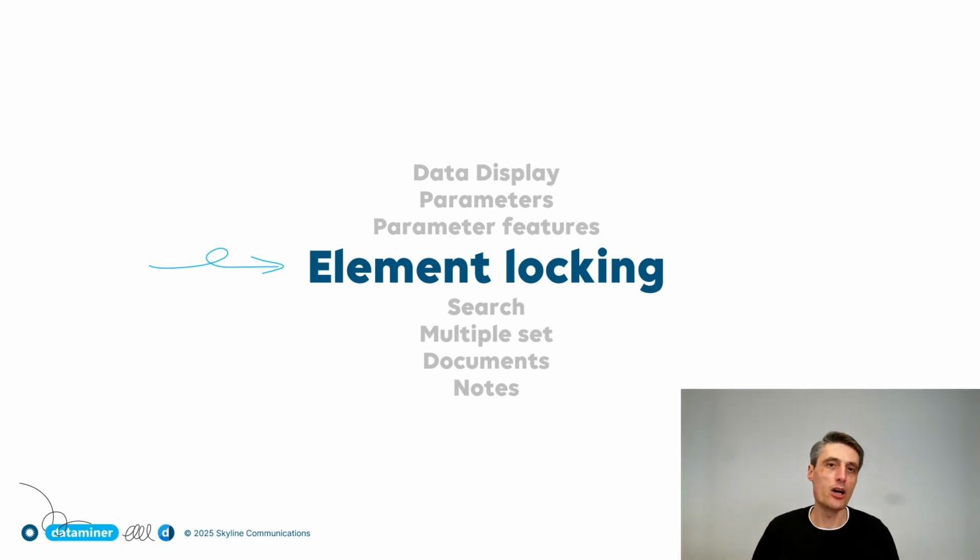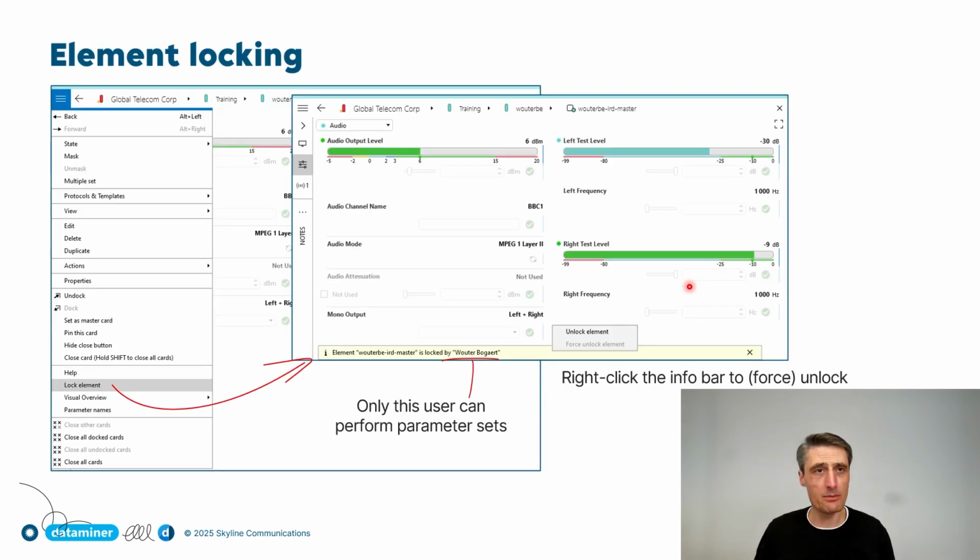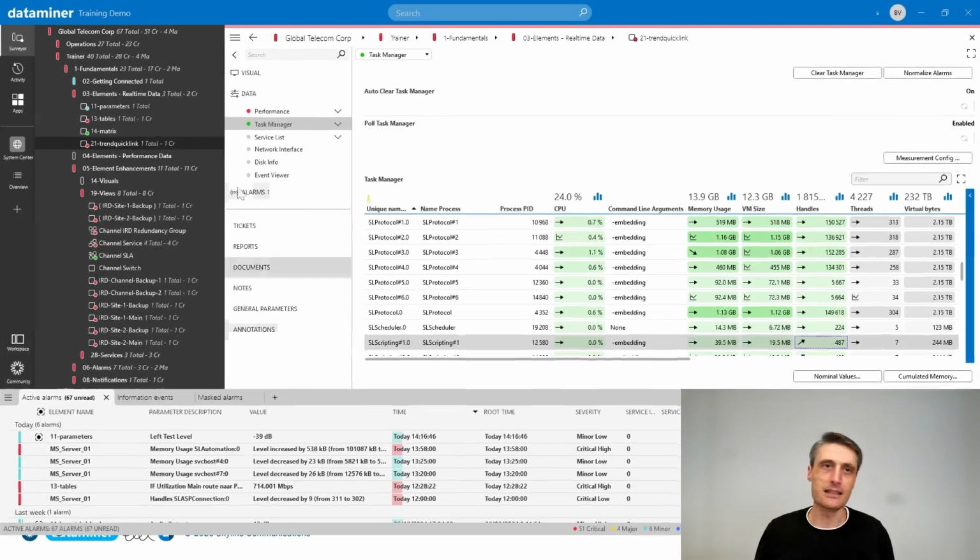Let's take a look at a couple of general features in the element card. The first one is element locking. Element locking is a very simple feature because we are working in a multi-user environment. We were doing some changes on our audio output, so we were changing settings on our IRD or any device you have there. But since we are in a multi-user environment, it is possible that other people are also working on that. So we do have that feature here. If you go into the hamburger menu, it's called lock element. And then it's indicated there as well.